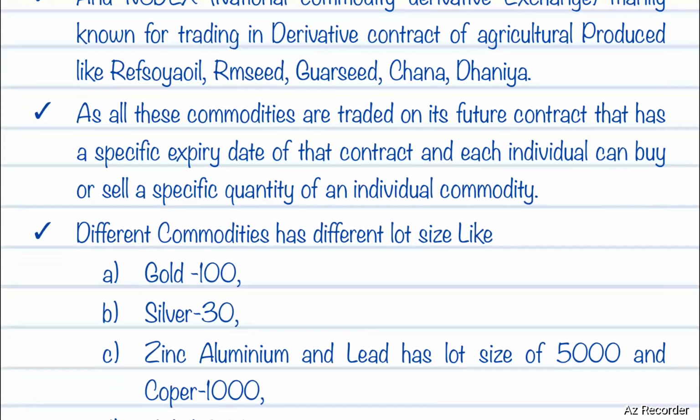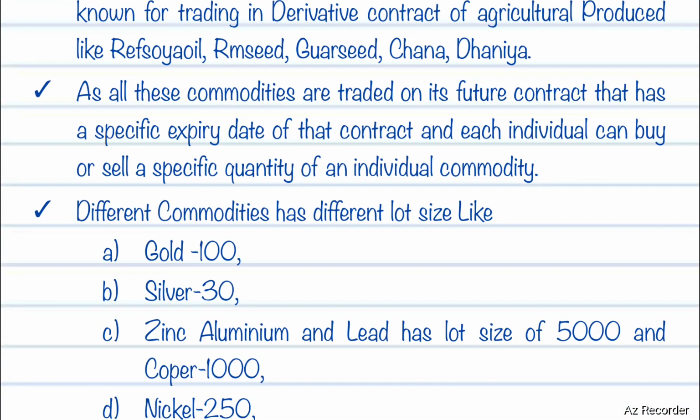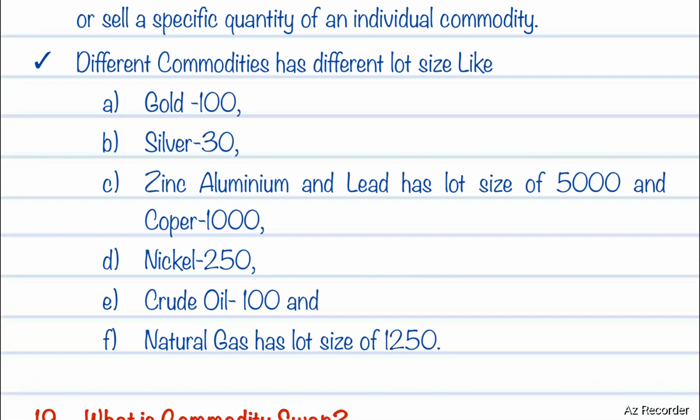All these commodities are traded on futures contracts that have a specific expiry date, and each individual can buy or sell a specific quantity of an individual commodity. Different commodities have different lot sizes, like gold 100, silver 30, zinc, aluminum and lead 5000, copper 1000, nickel 250, crude oil 100 and natural gas 1250.